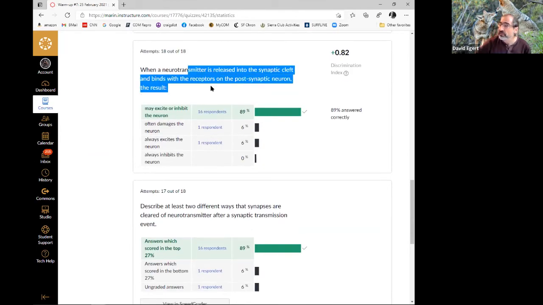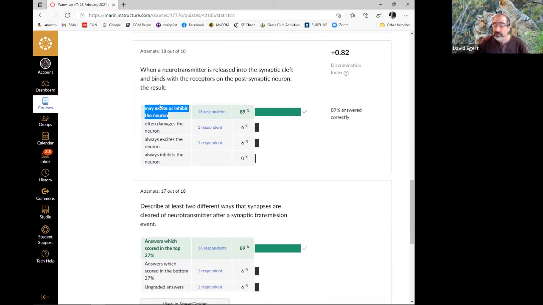When a neurotransmitter is released into the synaptic cleft and binds with the receptors on the postsynaptic neuron, here most people got it: it might excite or inhibit, like I was mentioning, depending on what kind of ions are being allowed to cross the membrane. It might make the voltage a little higher, bring everything closer to threshold, or maybe make it more negative, take it further away from threshold. So it definitely doesn't damage the neuron. Because that's the typical way that neurons are just talking to each other. You'd be in trouble if it caused damage.